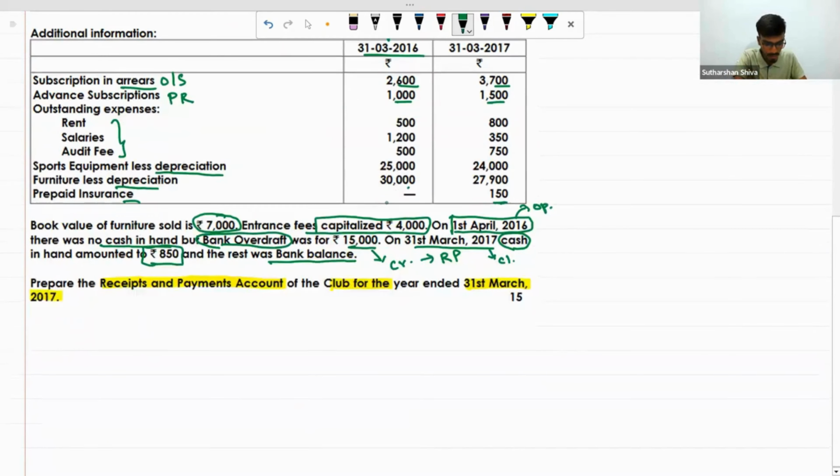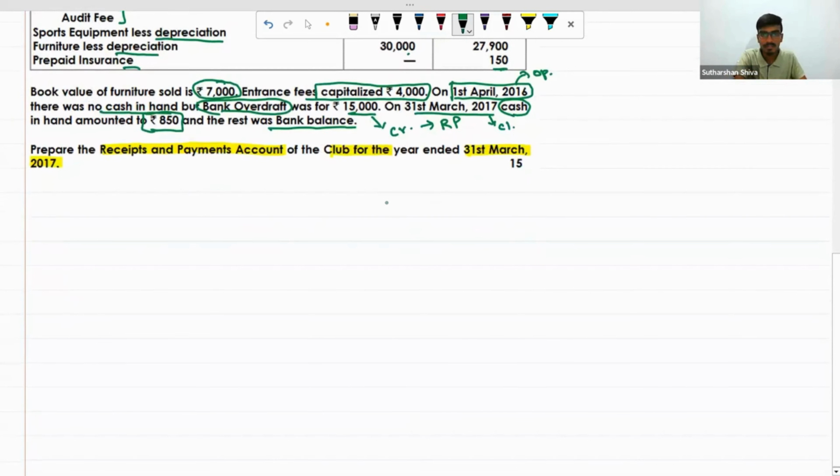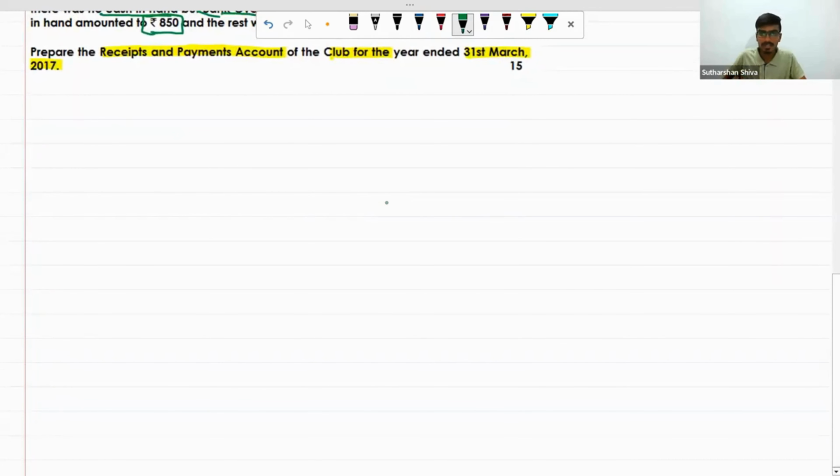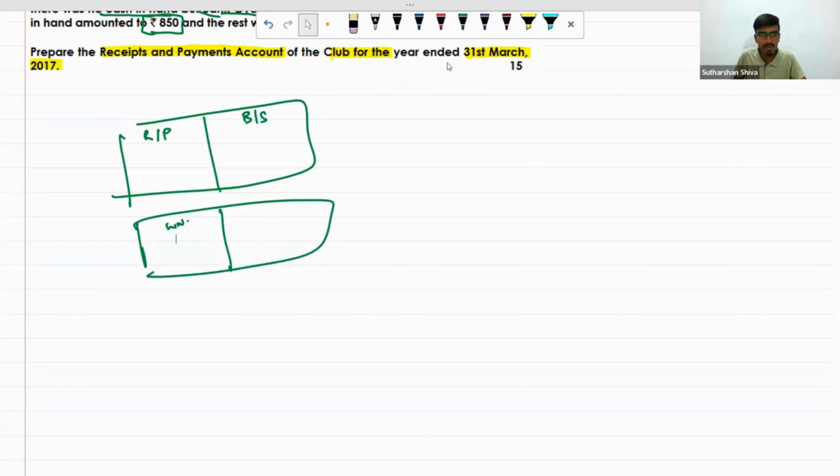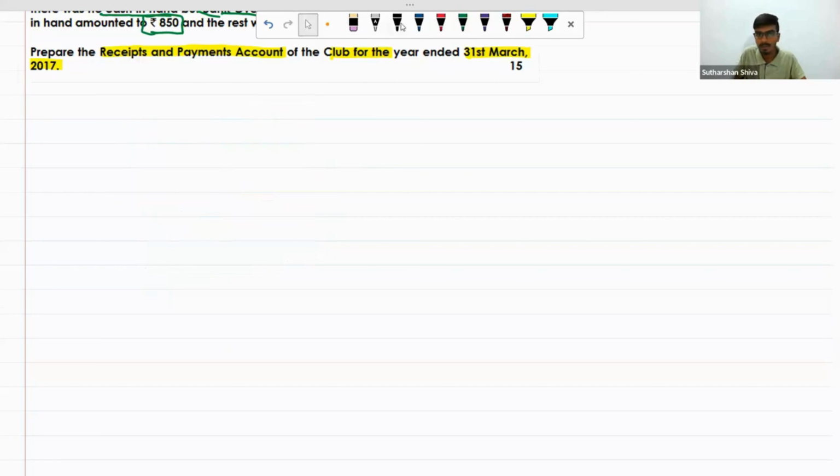First thing you can do now: take your page. How are you going to do it? Same thing, in such a way that this is your receipts and payments account, the entire full page, and this is going to be a balance sheet. From the next page onwards, we are going to start with our working notes. Whatever we do in single entry, the same thing we are going to do now.